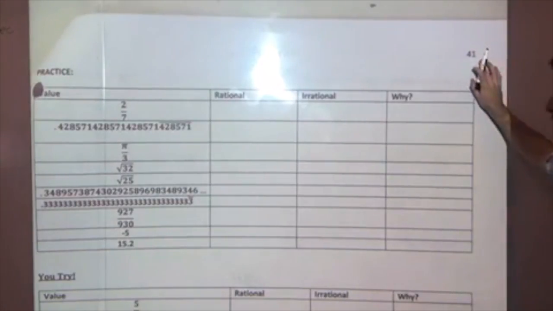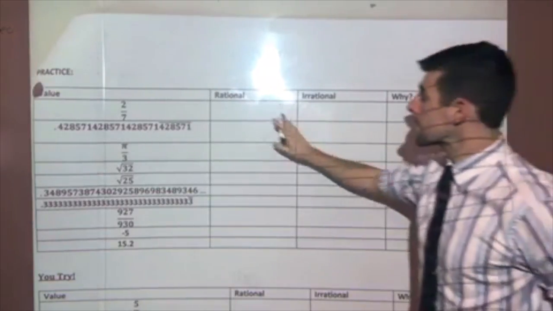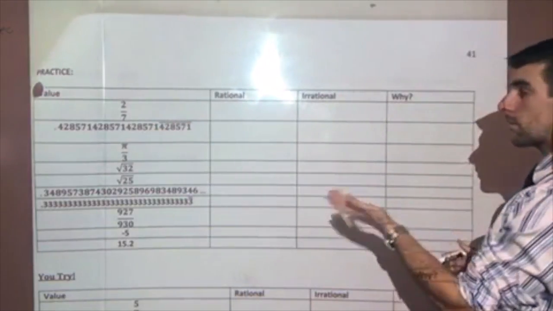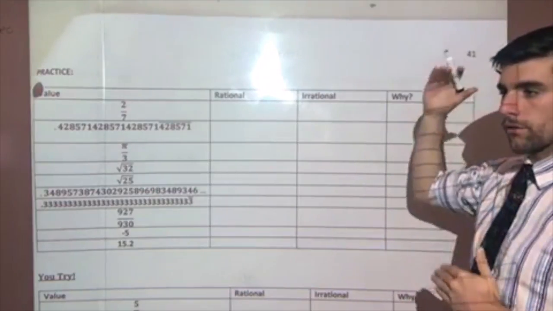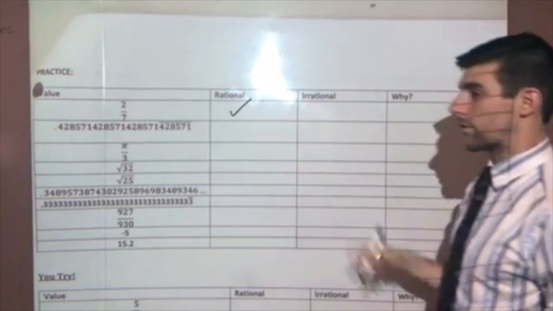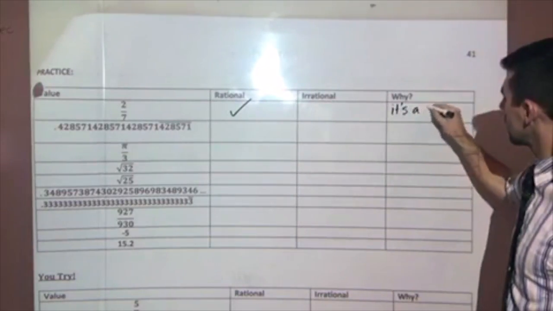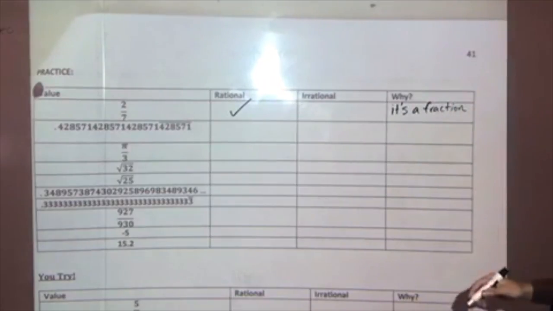We're on page 41 right here, just to do a little bit of practice to make your homework hopefully a little bit easier. But right here, we have 2/7. Before you do anything else, you should notice that's a fraction. That's what rational means. You can write it as a ratio. Fractions are ratios. So right away we know, yes, that's a rational value. The why is, it's a fraction.